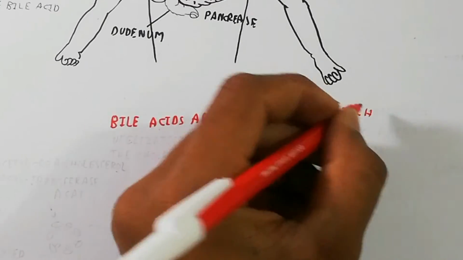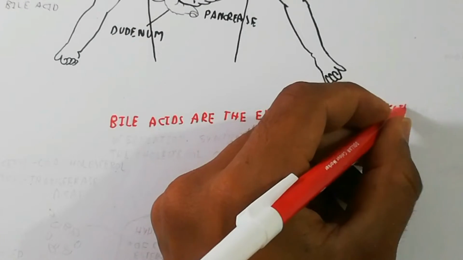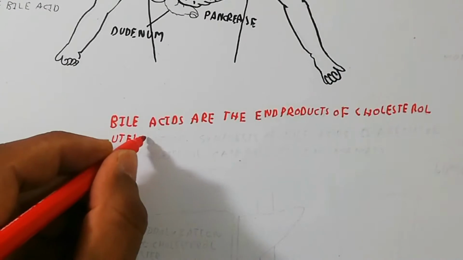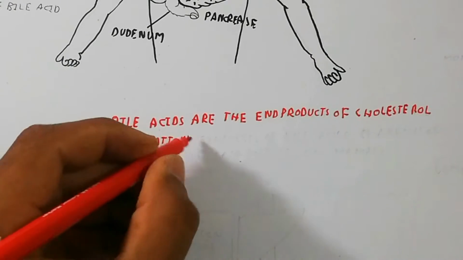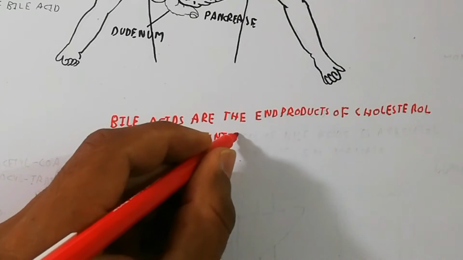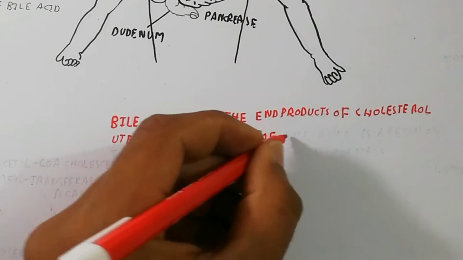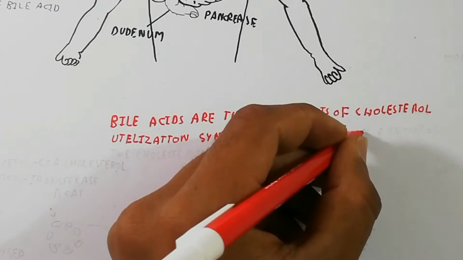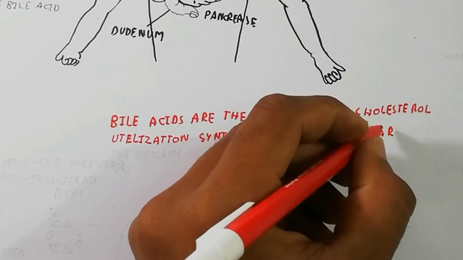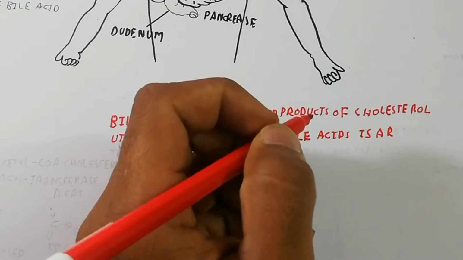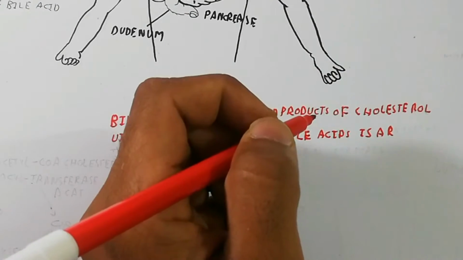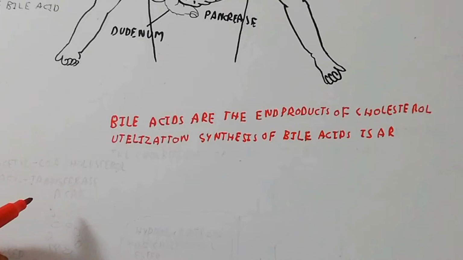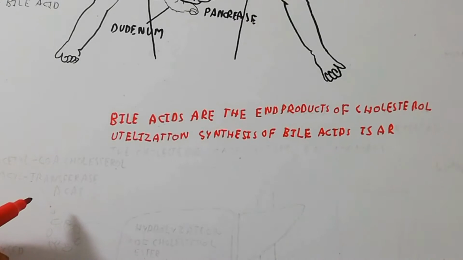Bile acids are the end product of cholesterol. The synthesis of bile acids is a result of cholesterol catabolism in mammals. So bile is catabolized when too much cholesterol is present in our body; the conversion of cholesterol into bile is the basic homeostasis in human mammals. This is a very important process in the production of bile, which lowers cholesterol in human beings.